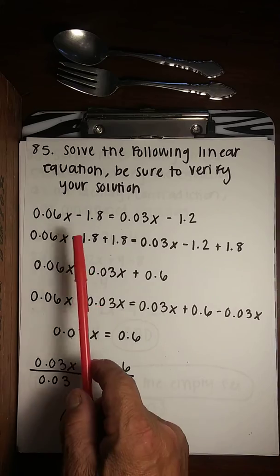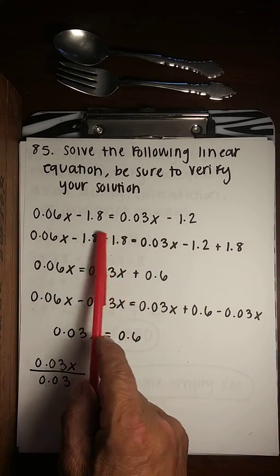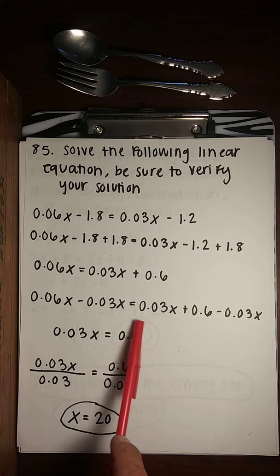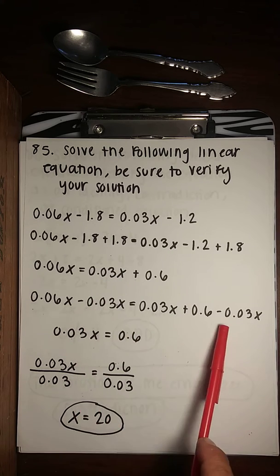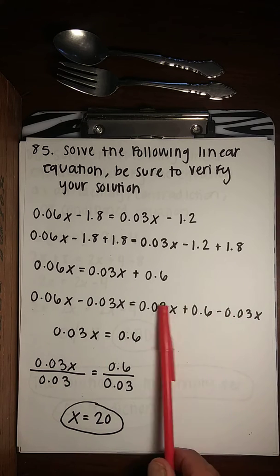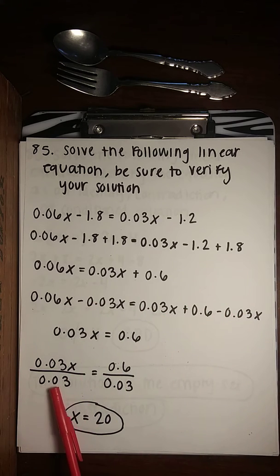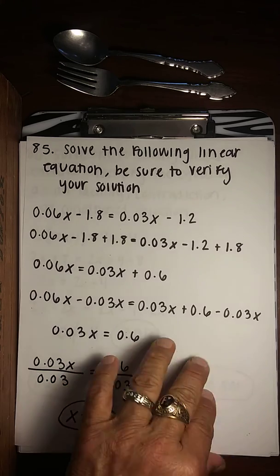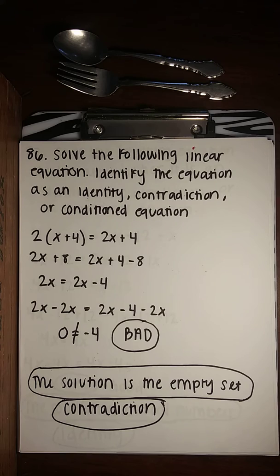Decimals. So add 1.8, these are gone. So this and this is going to be 0.6. Get rid of this one now. Negative 0.3, make it 0.3. So now these are gone to become this. This is gone. Divide by 0.03, cancels out these. That's 20. Yes, you can use a calculator if you want to.